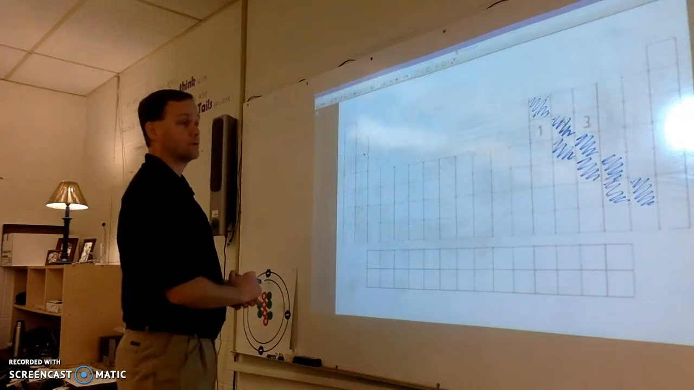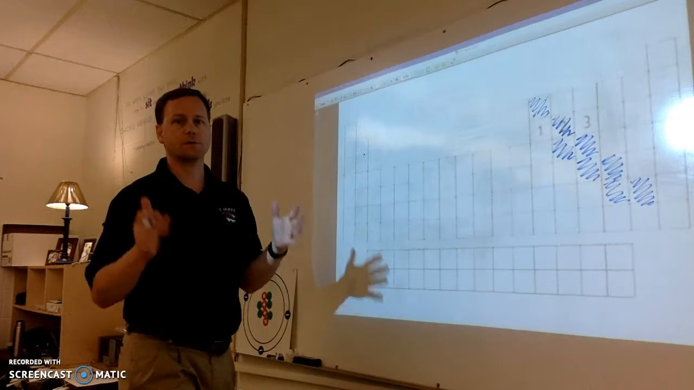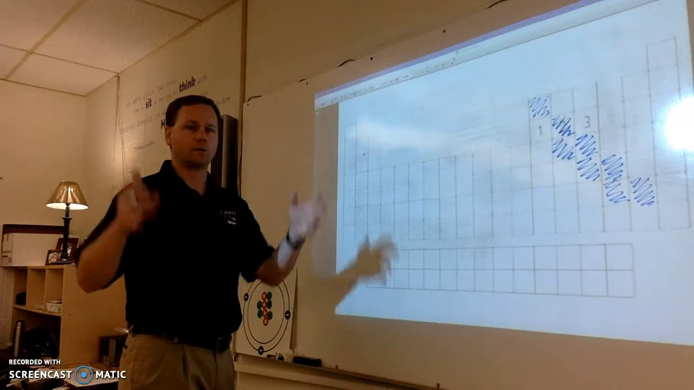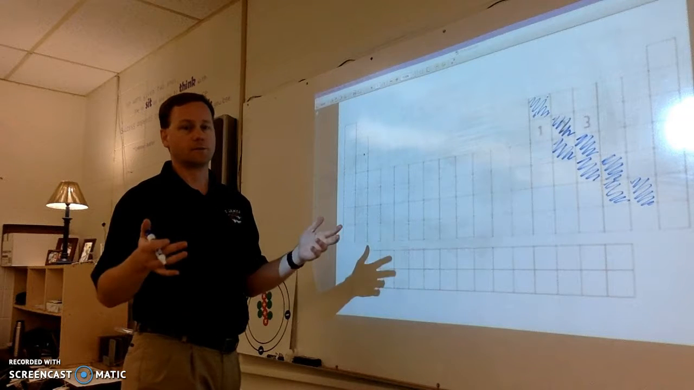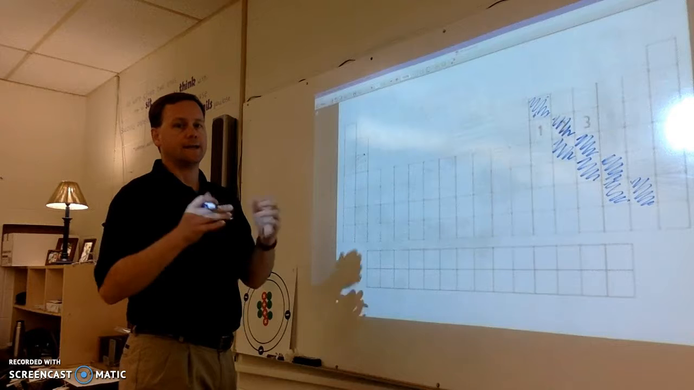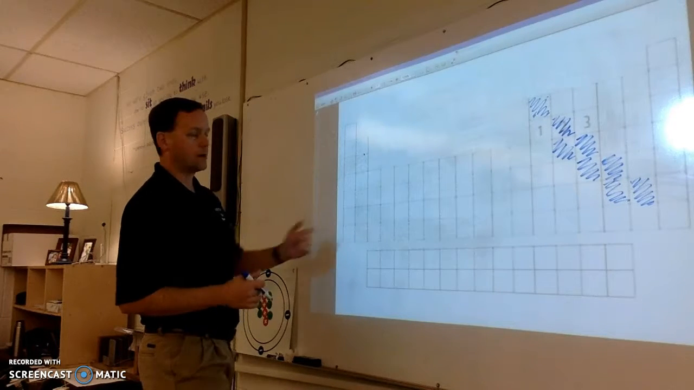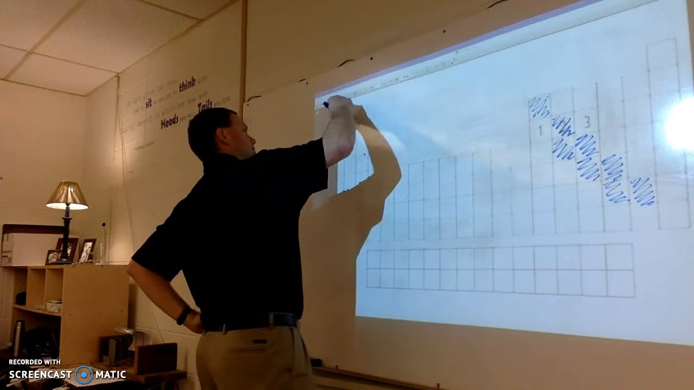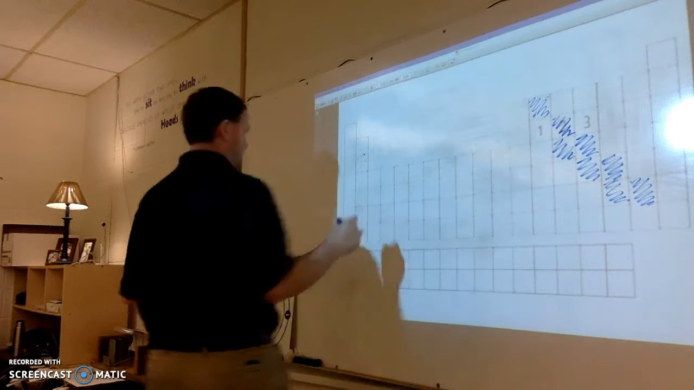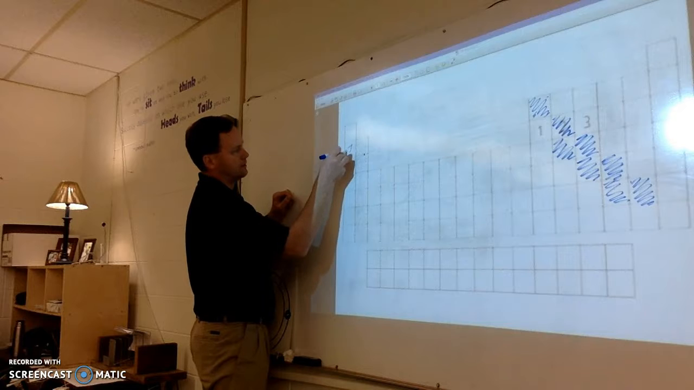Secondly, we want to go through and label some groups. There are some parts of the periodic table you need to know for your final, for the chapter 19 test, which you just took, and for the EOC. So, group 1 elements are called alkali metals. And you just write that. I'm going to write it down.